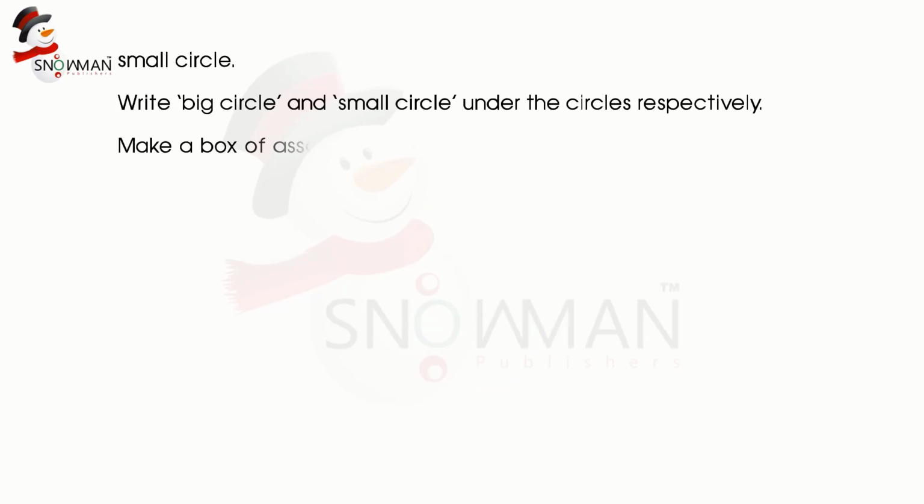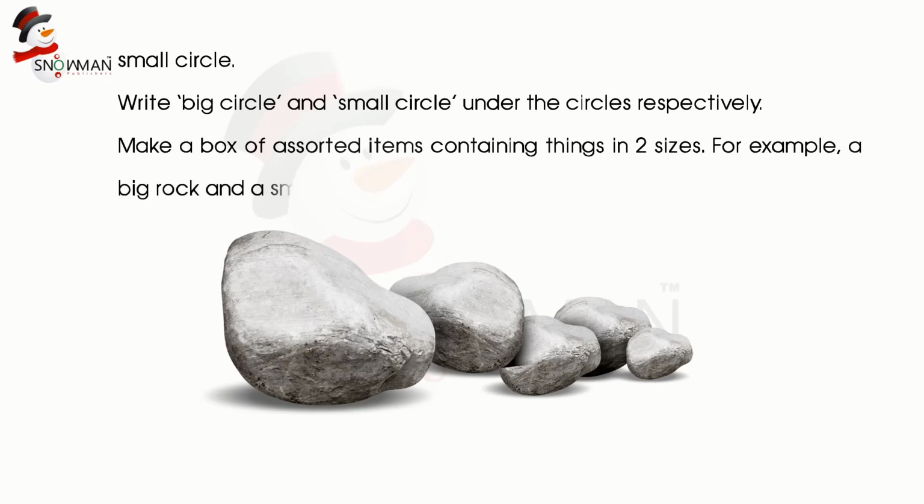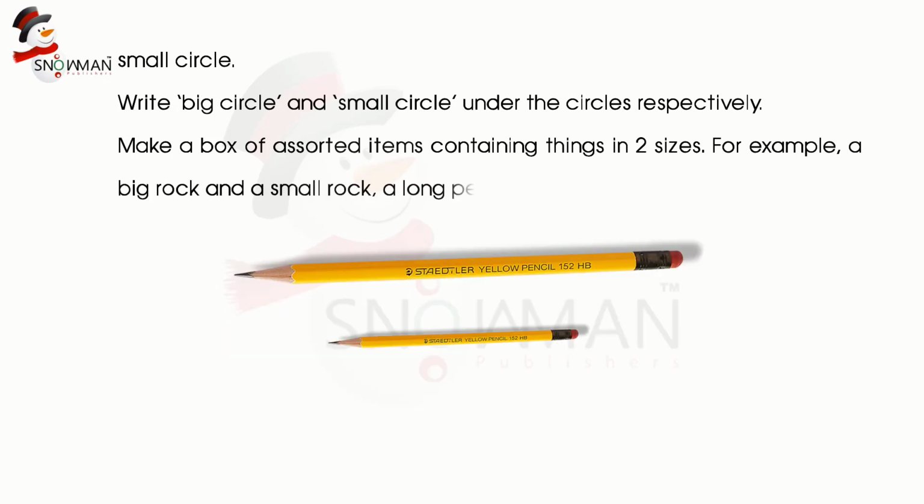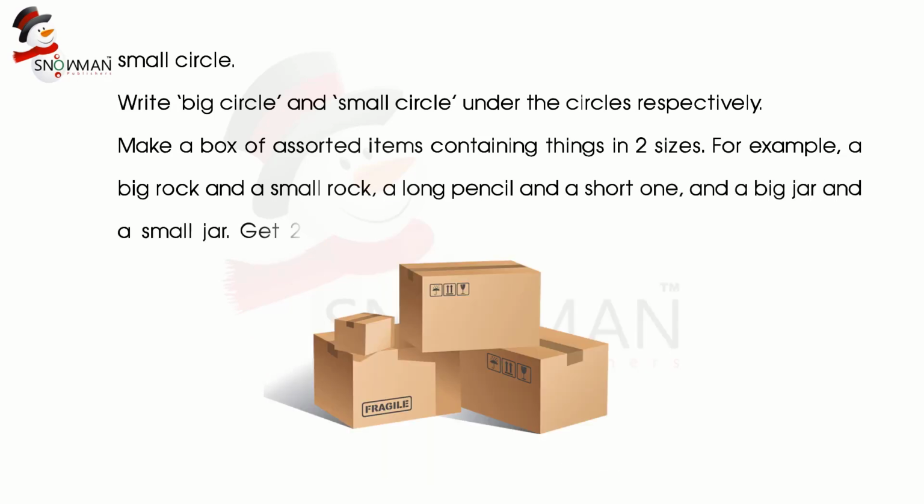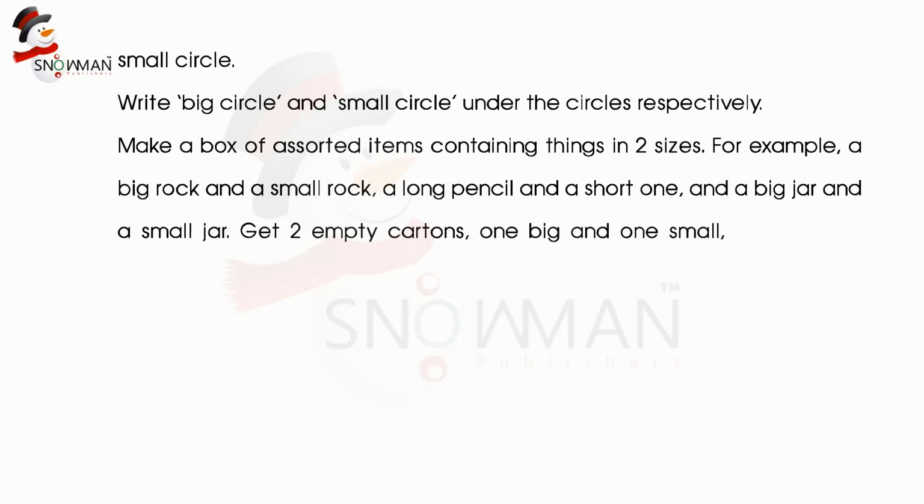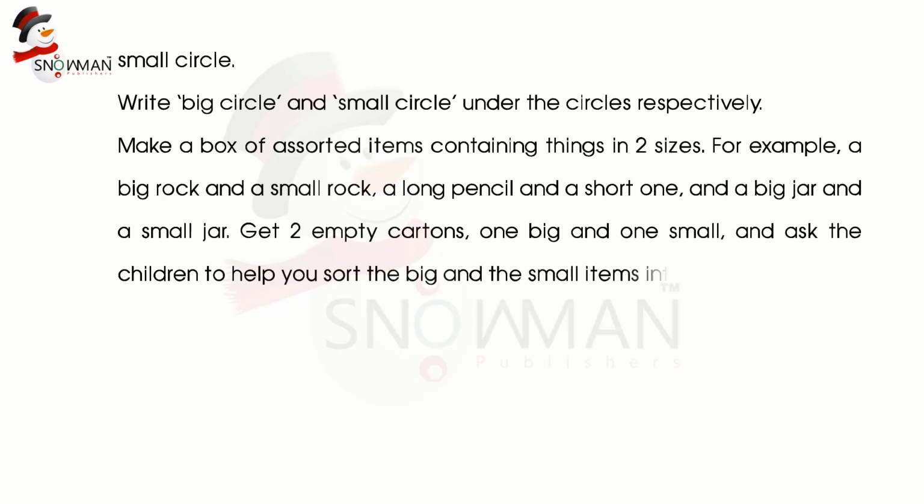Make a box of assorted items containing things in two sizes. For example, a big rock and a small rock, a long pencil and a short pencil, a big jar and a small jar. Get two empty cartons, one big and one small, and ask the children to help you sort the big and the small items into them.